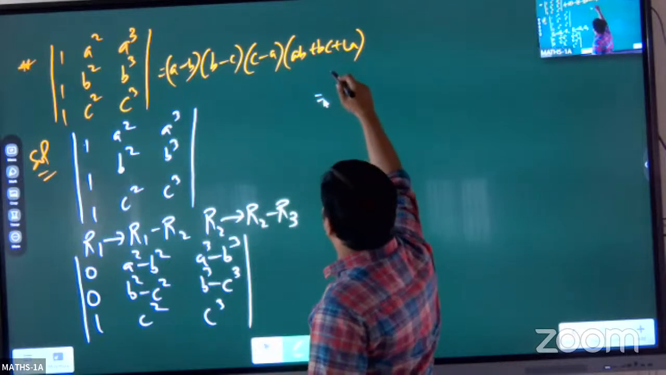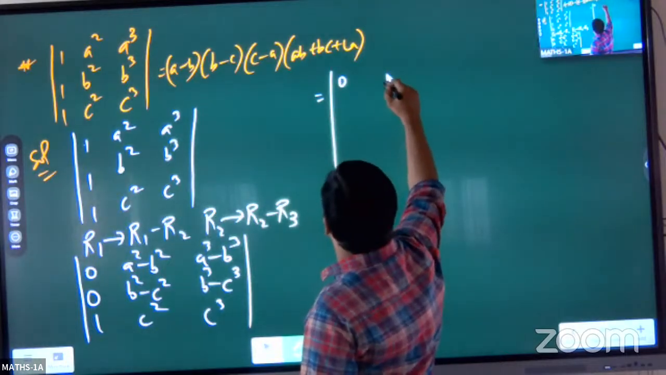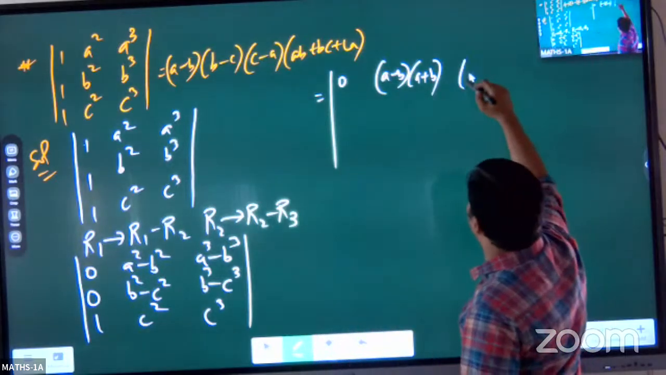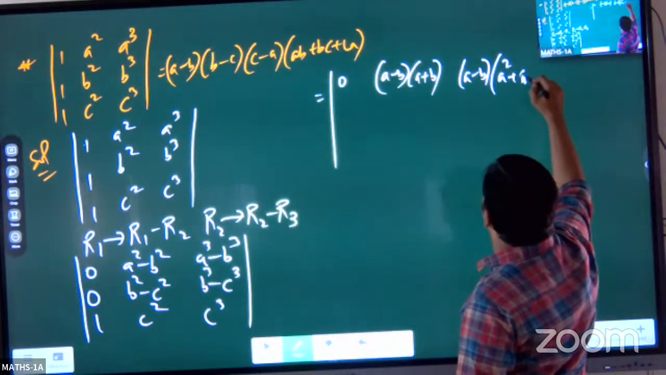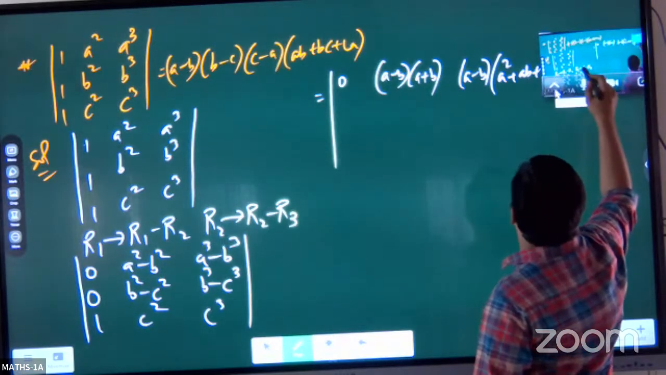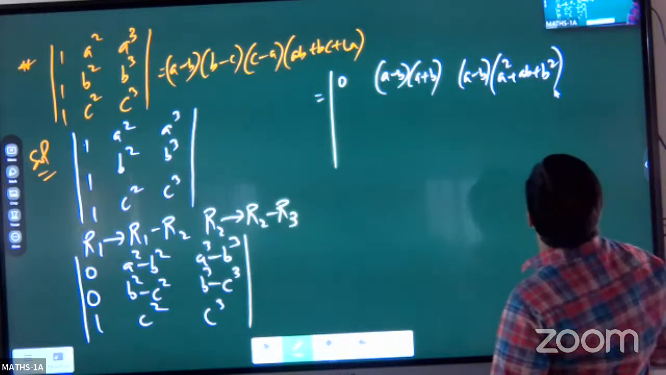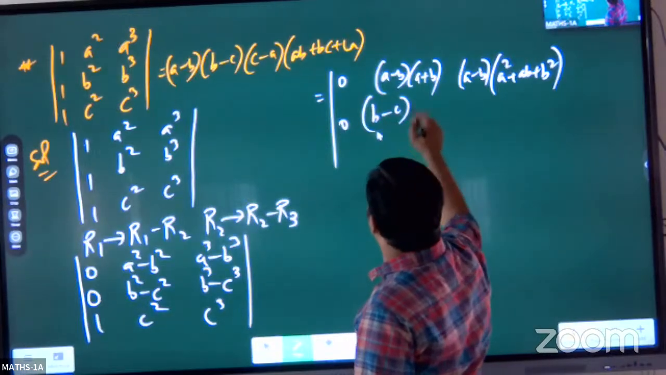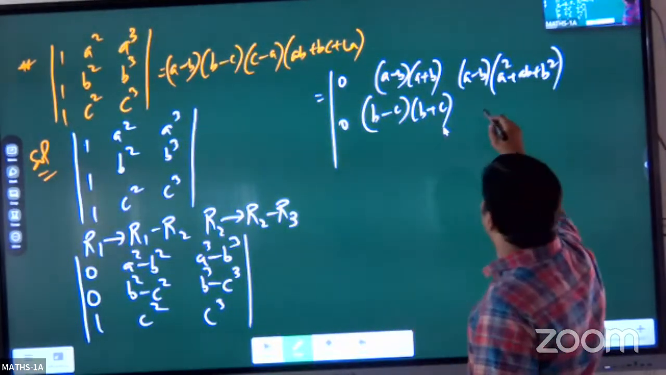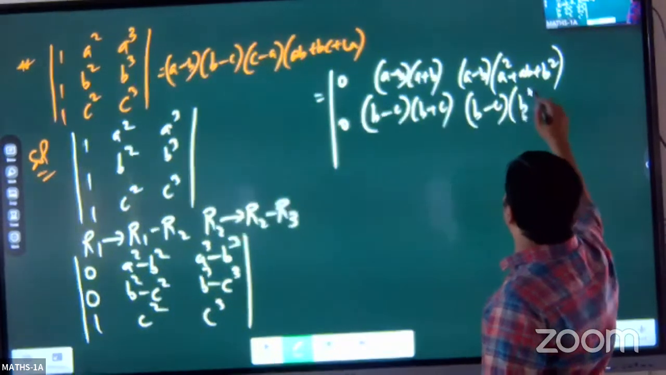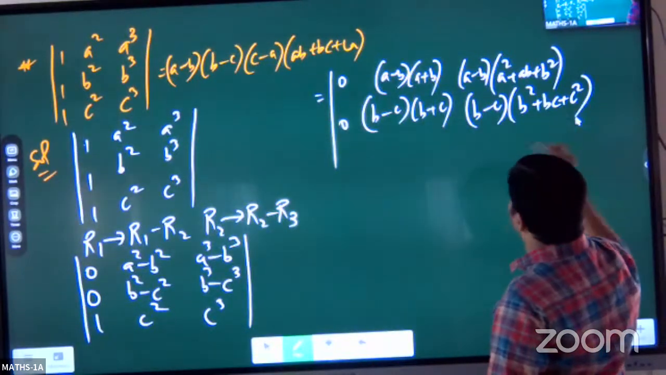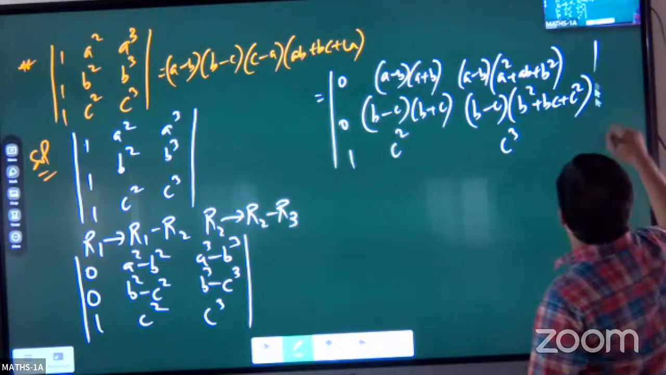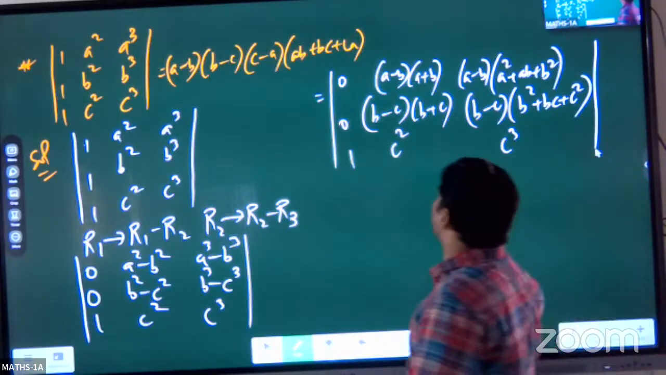Now, here 0. Here I am going to write it as a minus b into a plus b. And this is the a cube minus b cube formula: a minus b into a square plus ab plus b square. Is it clear? That is nothing but b square. Next, 0, b minus c into b plus c, b minus c into b square plus bc plus c square, 1 c square c cube. Is it clear?